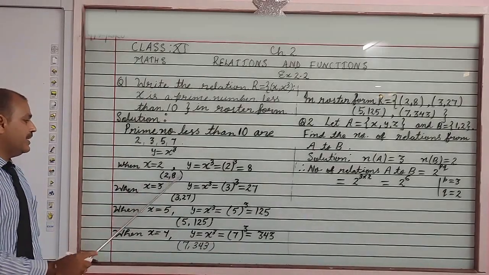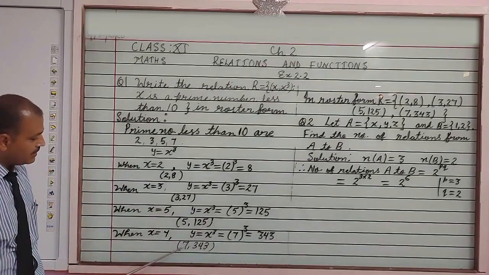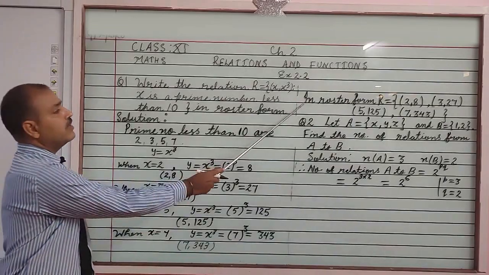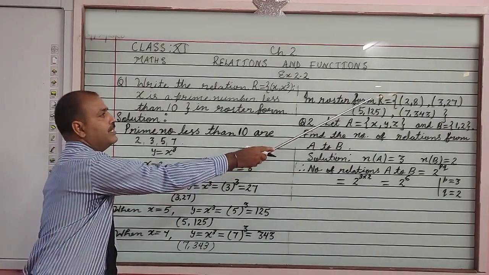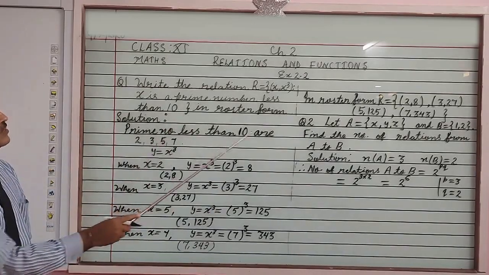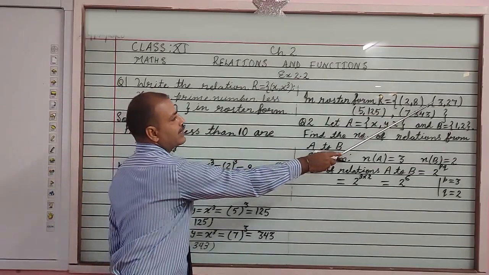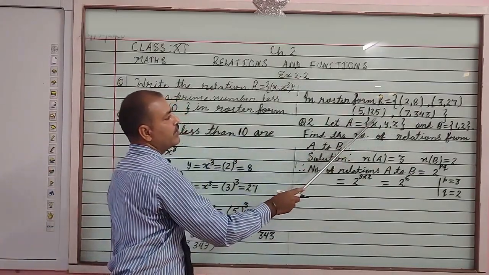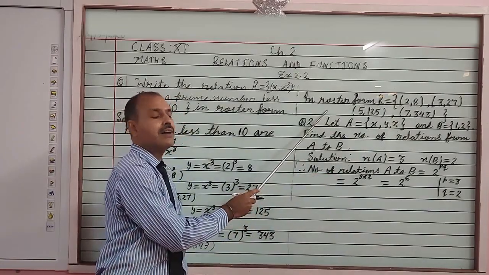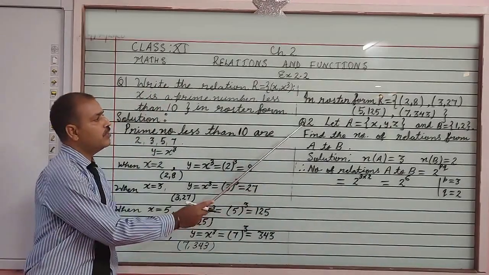First is (2, 8), second is (3, 27), third is (5, 125), fourth is (7, 343). According to the question, you have to find the roster form. So in roster form, R is equal to {(2, 8), (3, 27), (5, 125), (7, 343)}. This is the required answer. Next question, question number 2.